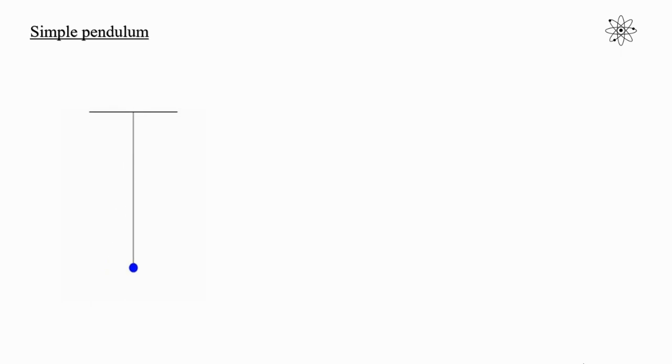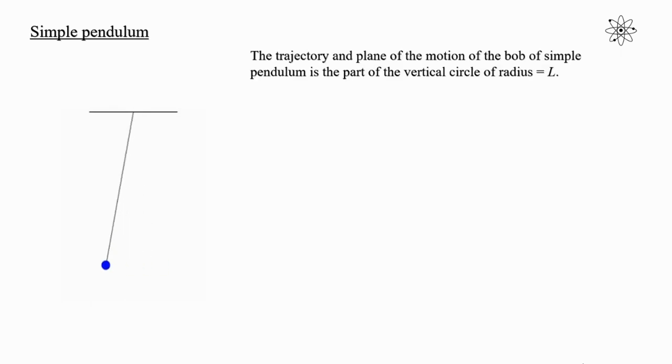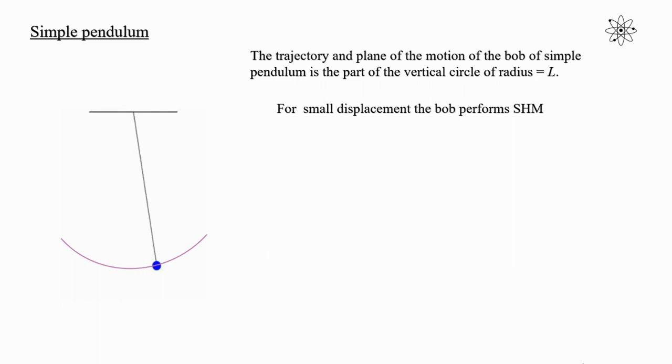Now here you can see the oscillating pendulum. The trajectory and the plane of motion of the bob of a simple pendulum is a part of a vertical circle of radius equal to L, where L is the length of the pendulum. For small displacement, the bob performs simple harmonic motion. In that case, the internal restoring force is directly proportional to displacement. The negative sign indicates that the restoring force and the displacement are in opposite directions.